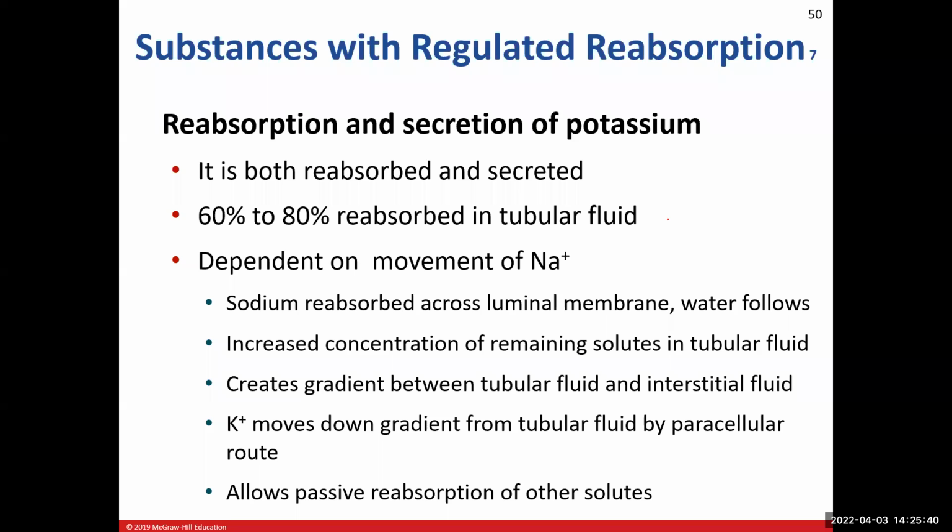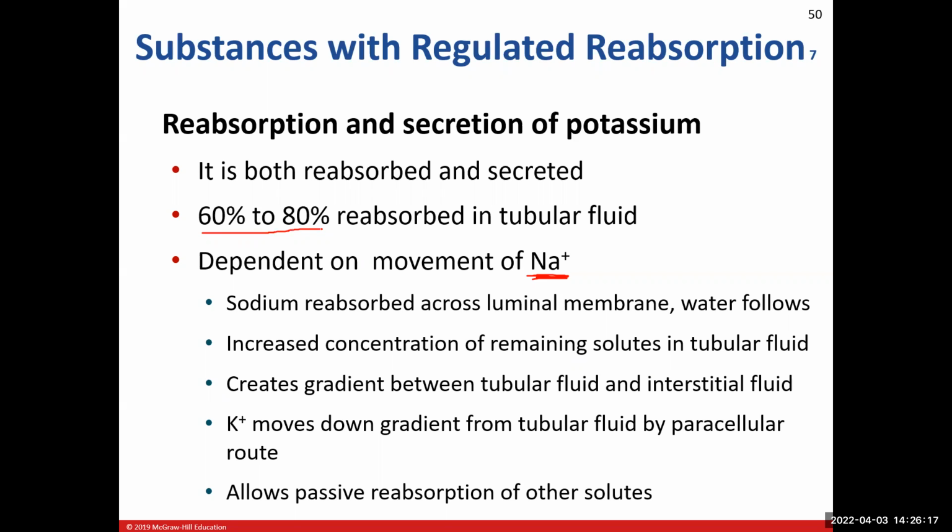All right, what about sodium? Well, we just talked about sodium. What about potassium? Potassium is interesting because it is going to be reabsorbed and secreted. Basically whatever's going on with sodium is going to play a role in potassium's movement. So when we're looking at potassium here, you can see this number here, about 60 to 80% is going to be resorbed from the tubular fluid.